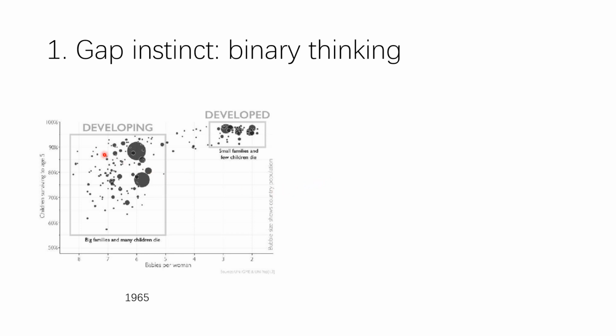So according to this picture, the world can be divided into two groups, the developing countries and the developed countries. And it seems that there's a huge gap between the developing and developed countries. Is that right? Of course not. The world today is not like this because this data is from 1965.